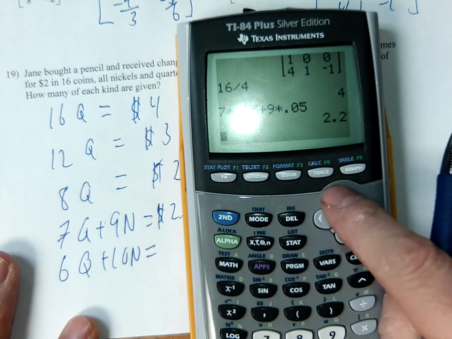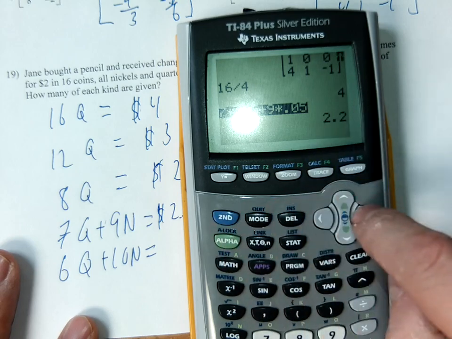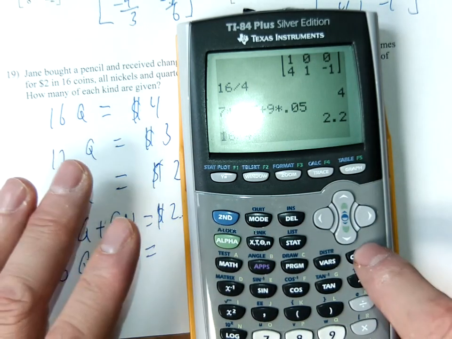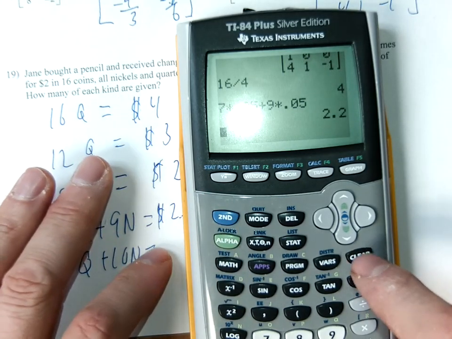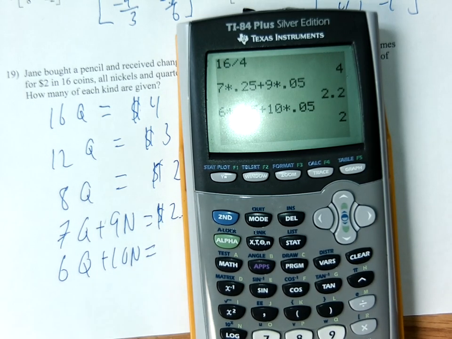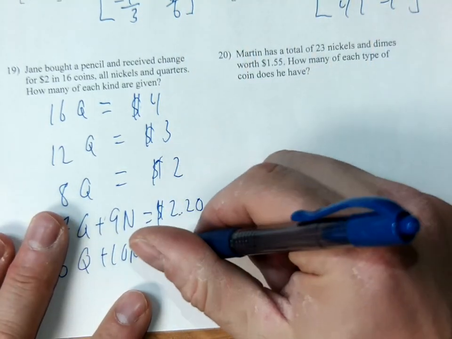Alright, so we're going to do, instead of 7 times, notice how I'm just arrowing up here. I'm going to do second enter as well. Second enter, and that'll bring up the last thing that was typed. But you can do the whole thing again. 6 times 0.25 plus 10 times 0.05. $2. There we go. So if you use 6 quarters and 10 nickels.